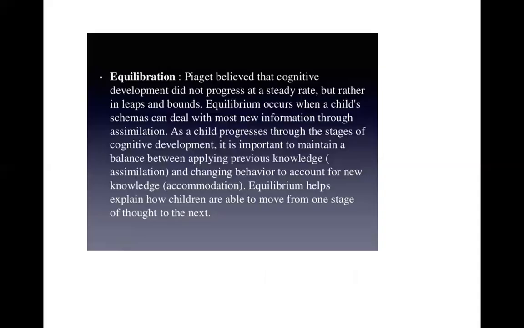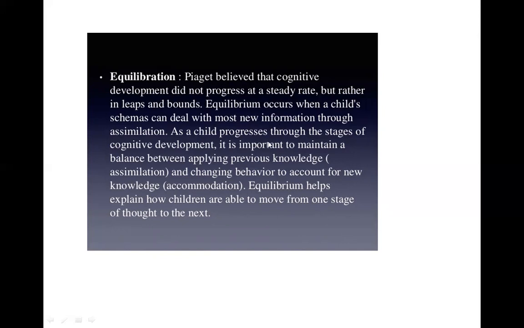Now what is equilibration? Piaget believed that cognitive development did not progress at a steady rate. It will develop in leaps and bounds. So, equilibrium means that a child's schema can deal with most new information through assimilation. As the child gets new information, he or she will try to accommodate that knowledge, whatever their progress may be.